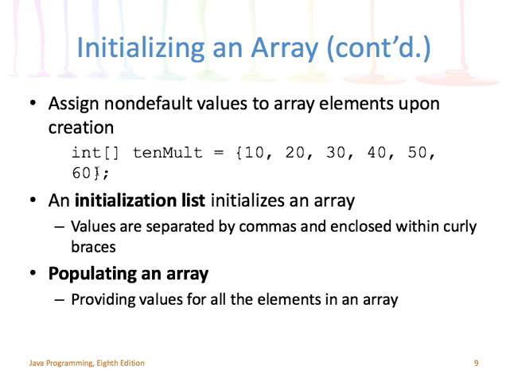So you might have int, and then the name of the variable equals 10, 20, 30, 40, 50, 60. Those are your array values in here. So an initialization list initializes an array. Values are separated by commas and enclosed within curly braces. So as you see here, this is the array, and here are your values.